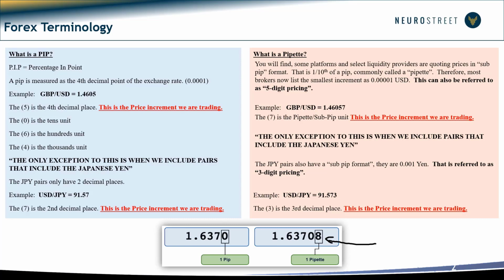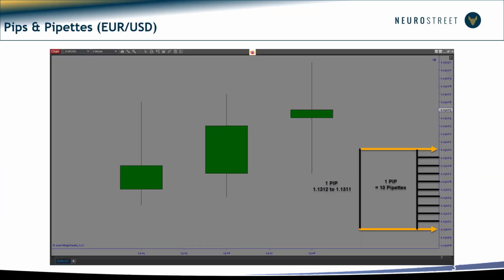So the main thing here is how does this look on a chart, right? And so if you're looking at this, you can see that this is a pip and pipettes on the euro dollar. You can see we're going from 1.1311 all the way up to 1.1312. That is 1 pip in movement, which is 10 pipettes. Okay, so that's basically what this looks like and how that is referred to.